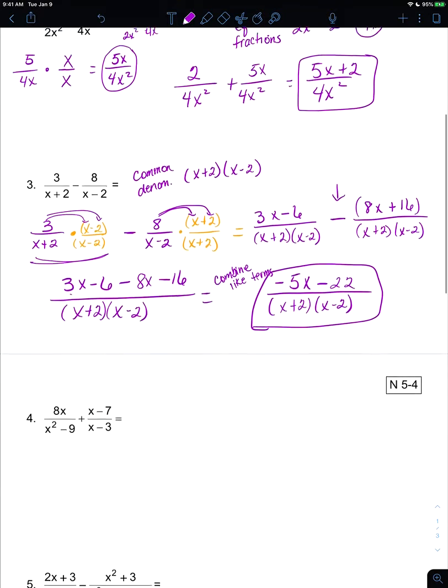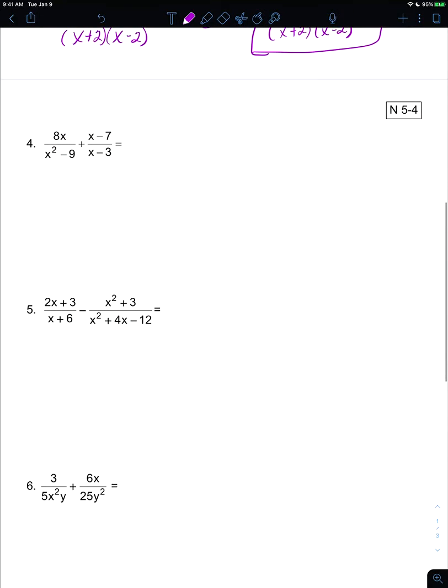Okay, so we're going to just repeat the same process. So this x squared minus 9, remember, that's going to factor into x plus 3, x minus 3. So this term has an x minus 3 in it, but it doesn't have that x plus 3. So here our common denominator is x plus 3, x minus 3. Well, this first term, the 8x over that x squared minus 9, factors into x plus 3, x minus 3. So we don't have to do anything with that term because it's already got our common denominator.